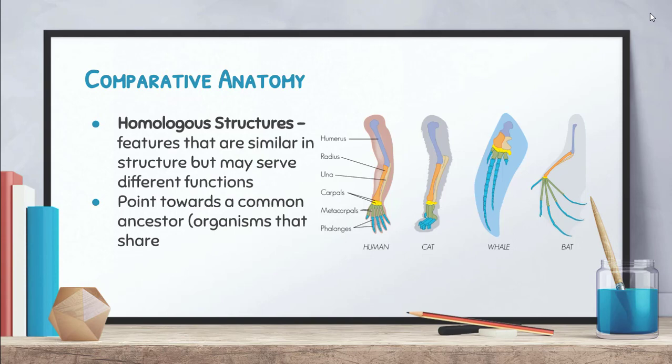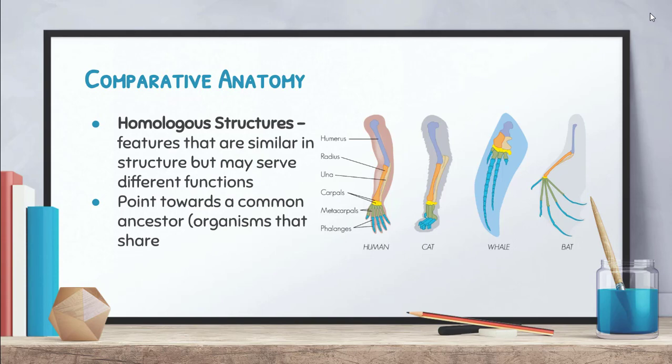There are several different types of structures we are going to look at, the first being homologous structures. These are structures that are similar in structure but may serve different functions. If you look here at the human, the cat, the whale, and the bat, all of them have the same basic structure: a humerus, a radius, an ulna, carpals, metacarpals, and phalanges. You can see that the cat, the whale, and the bat all have a very similar structure.